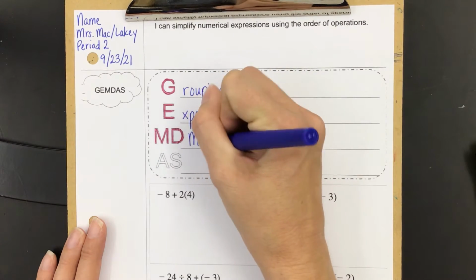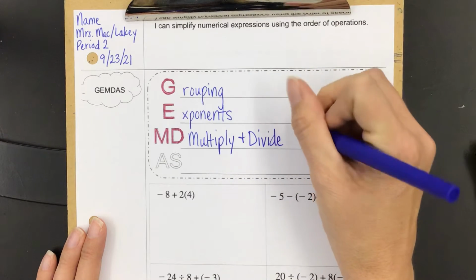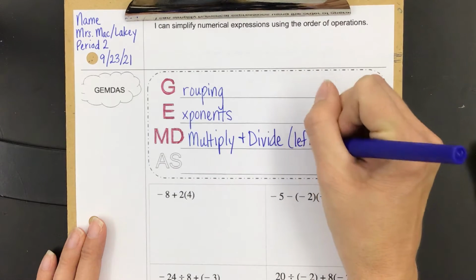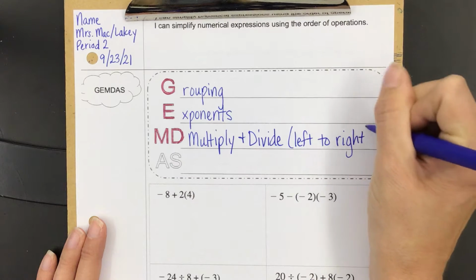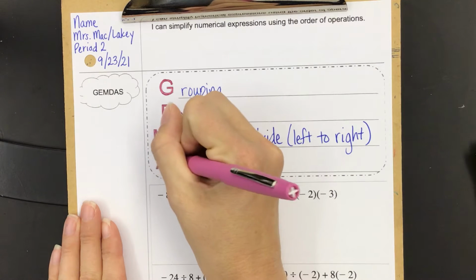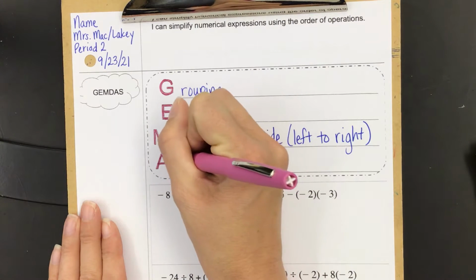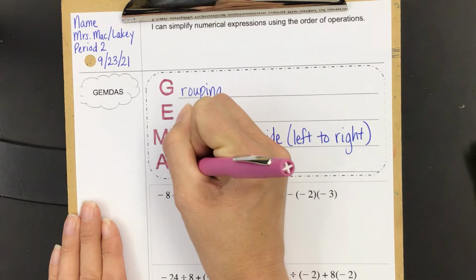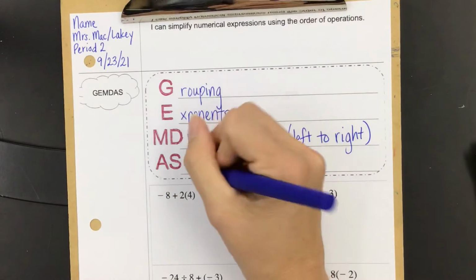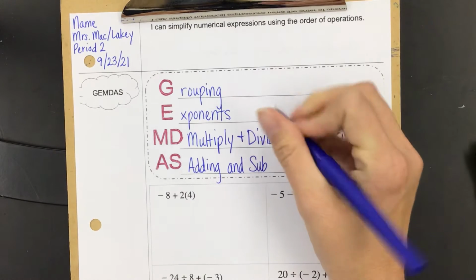So we're going to multiply and divide. And then I'm going to put in parentheses here, left to right. Like you're reading a book. Like you would read from left to right in a book. That's how you would solve your multiplication and division. Okay. Next, and the very last step, go ahead, Chelsea. Adding and subtracting. Yes, good. That's the last thing that we are going to do. So adding and subtracting, and just like the multiplying and dividing, we do it from left to right.